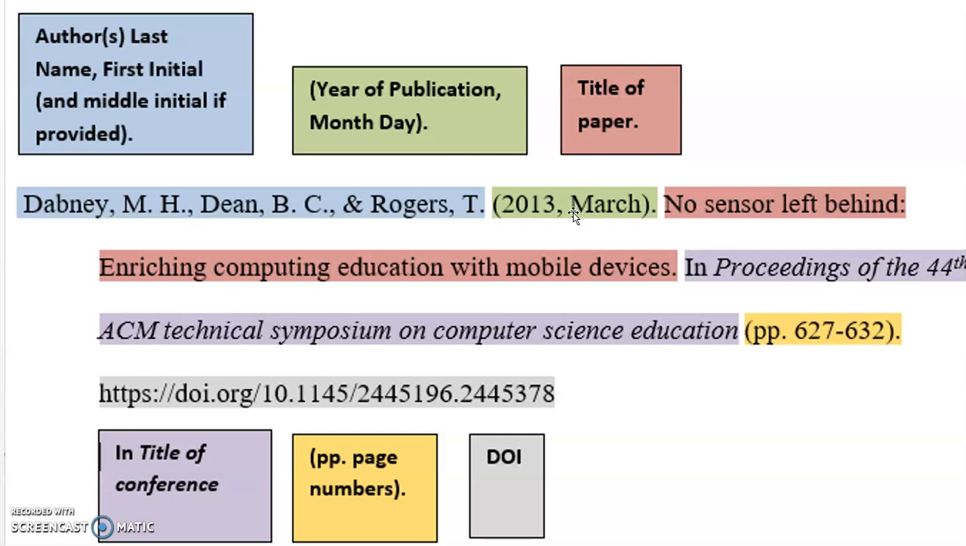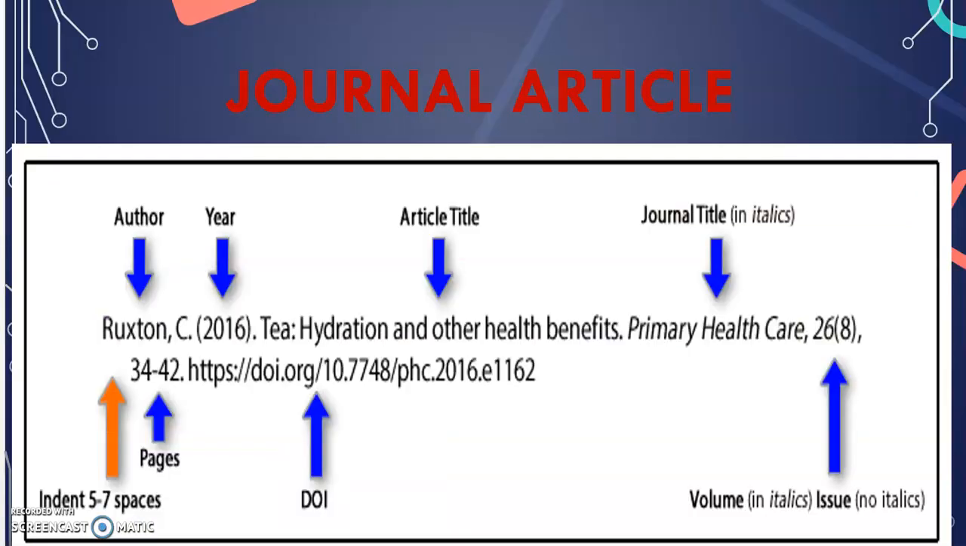Okay. So here, the blue shows the title or the author's name. Green is the year of publication. Red is the title of the paper. Purple is the title of the conference. Yellow is the page numbers, if mentioned. And the gray is your DOI. Mostly we take information from the journal.